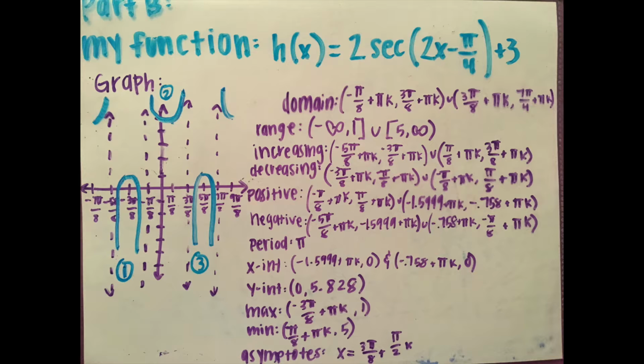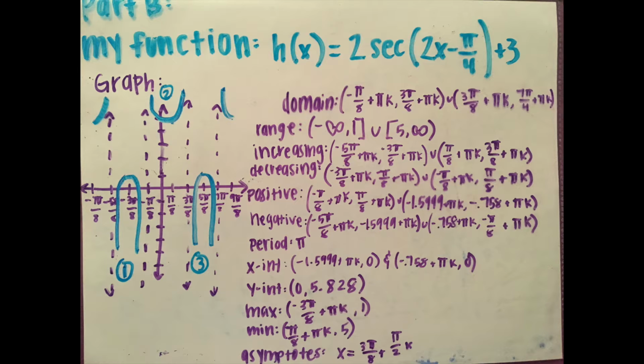Now, using the second curve and the first curve's intercepts, I was able to get my graph to be positive at negative pi over 8 plus pi k, comma, pi over 8 plus pi k, union negative 1.5999 plus pi k, comma, negative 0.758 plus pi k. And I got the second parts of my values just by looking at the graph that I graphed in Desmos.